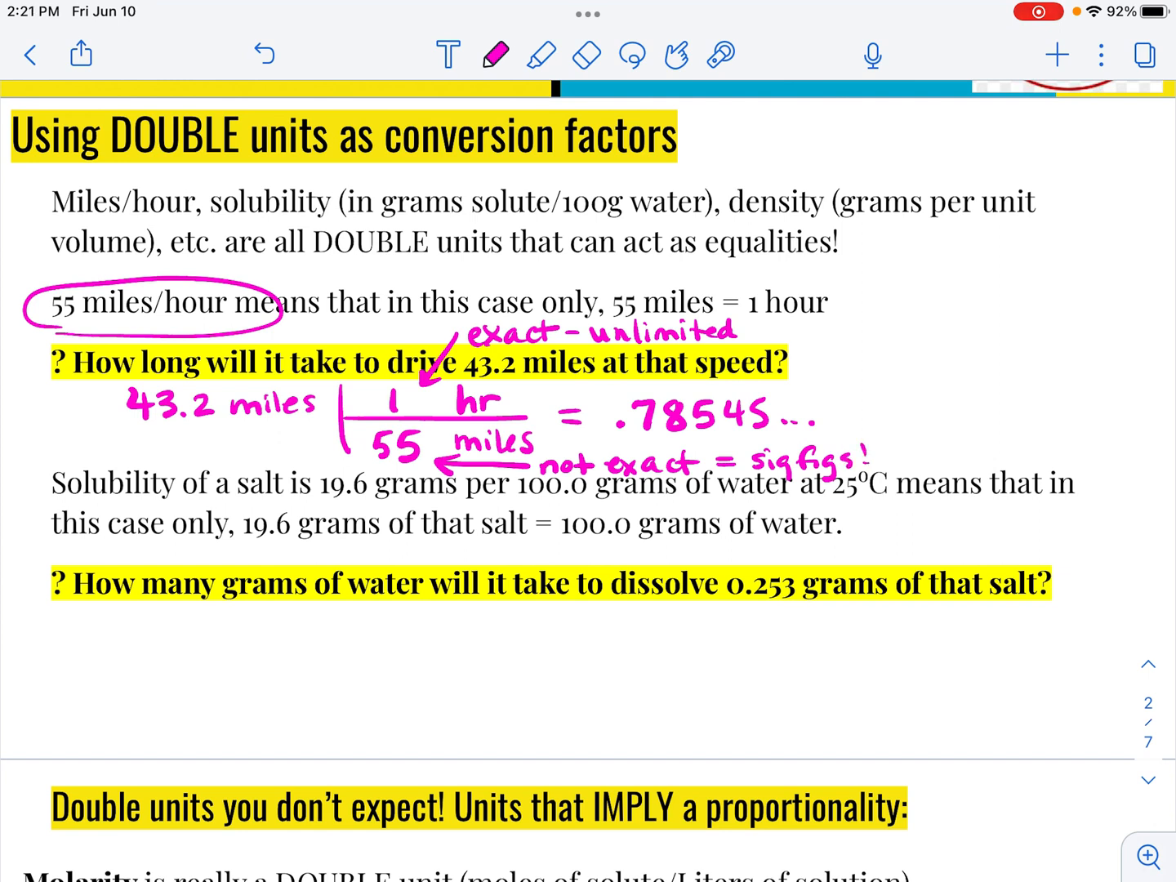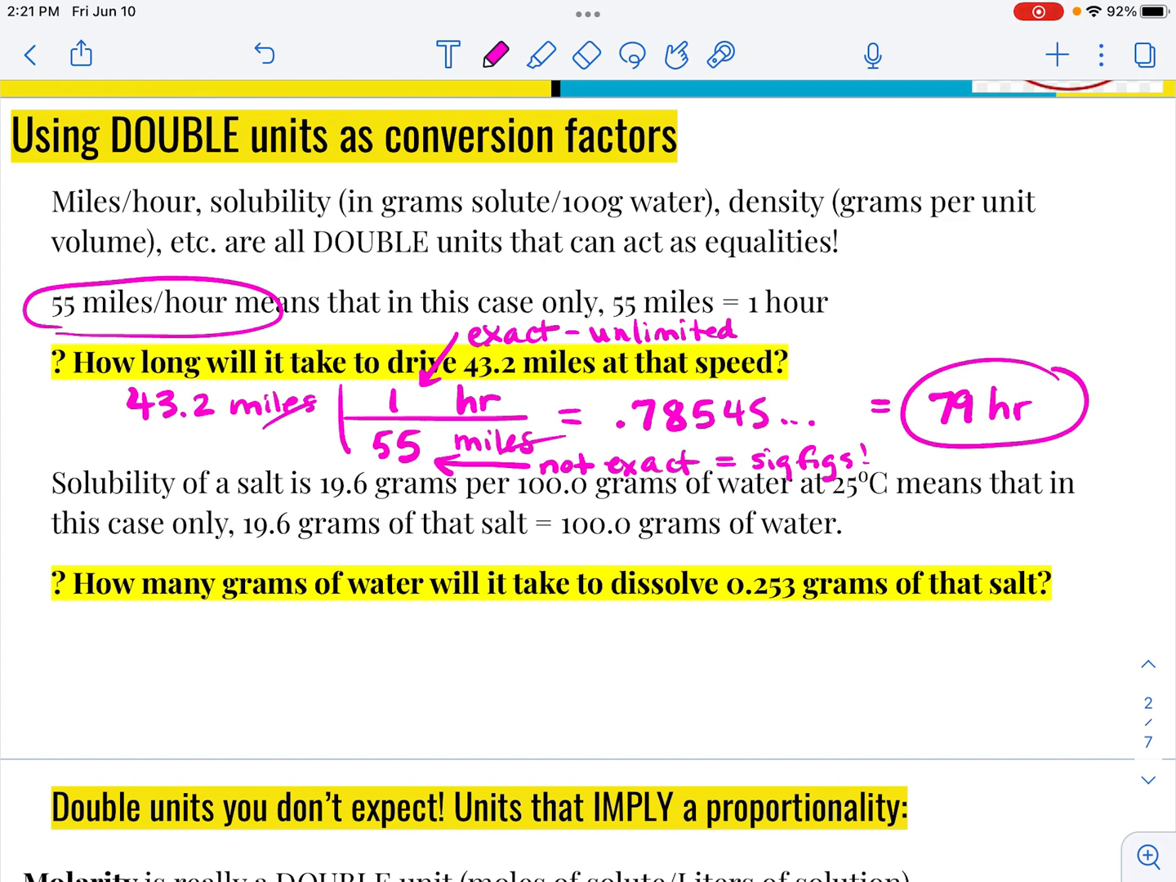In this case, I was given 3 sig figs, and my conversion has 2. I'm going to keep 2 in my answer, which would be 79 hours, because miles cancel. Okay, we'll do another one.